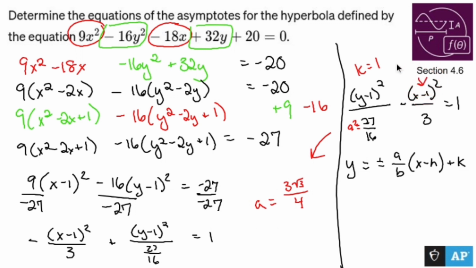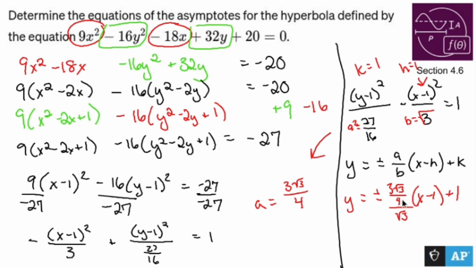H is going to be positive 1. So that's good news. And B is going to be the square root of 3. So y equals plus or minus a, which is the square root of 3 over 4, over the square root of 3, which is kind of good news, times x minus h, so x minus 1, plus 1.